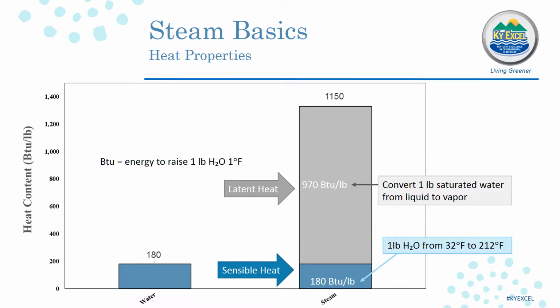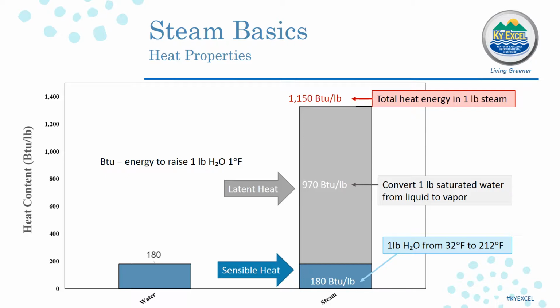To get the total heat energy of steam created from a pound of water, you must add the 180 BTU from raising the water from 32 degrees Fahrenheit to 212 degrees Fahrenheit and the 970 BTU from converting a pound of water from liquid to vapor. The total heat energy in a pound of steam is 1,150 BTU. Let us recap.